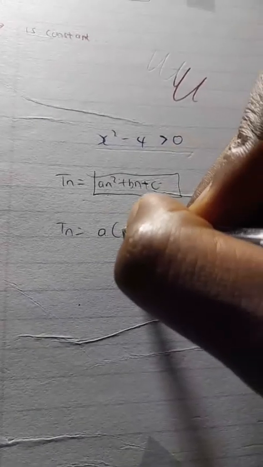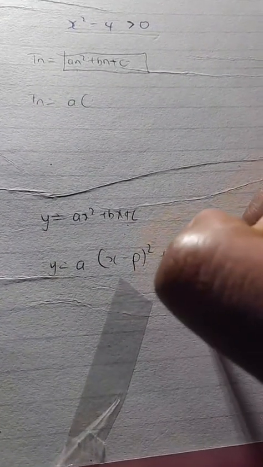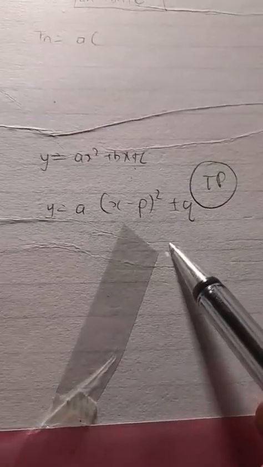When you did functions in grade 11 this year, in the grade 11 syllabus, you remember you had y = ax² + bx + c. This is a quadratic function, right? But for a quadratic function, you also had y = a(x - p)² + q. This was called the turning point form, all right?